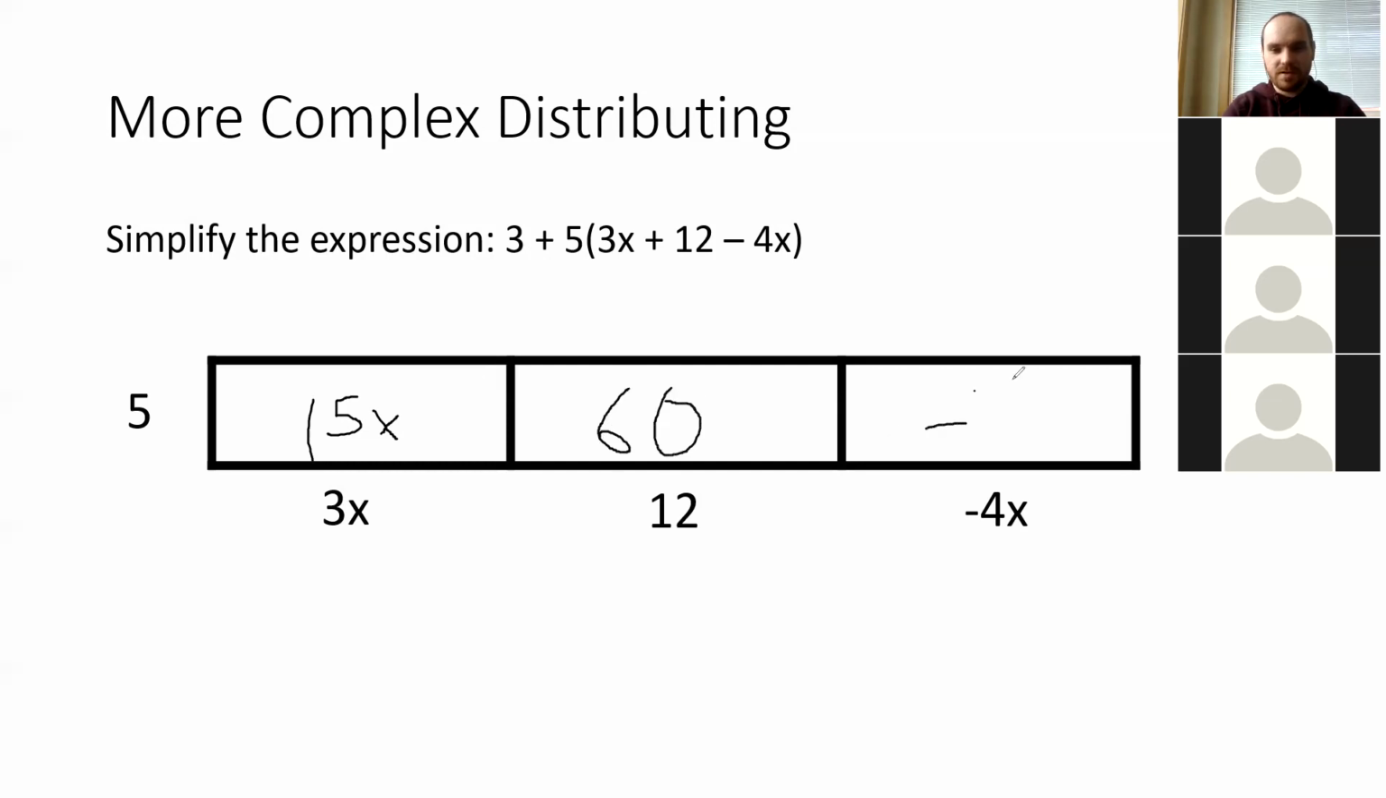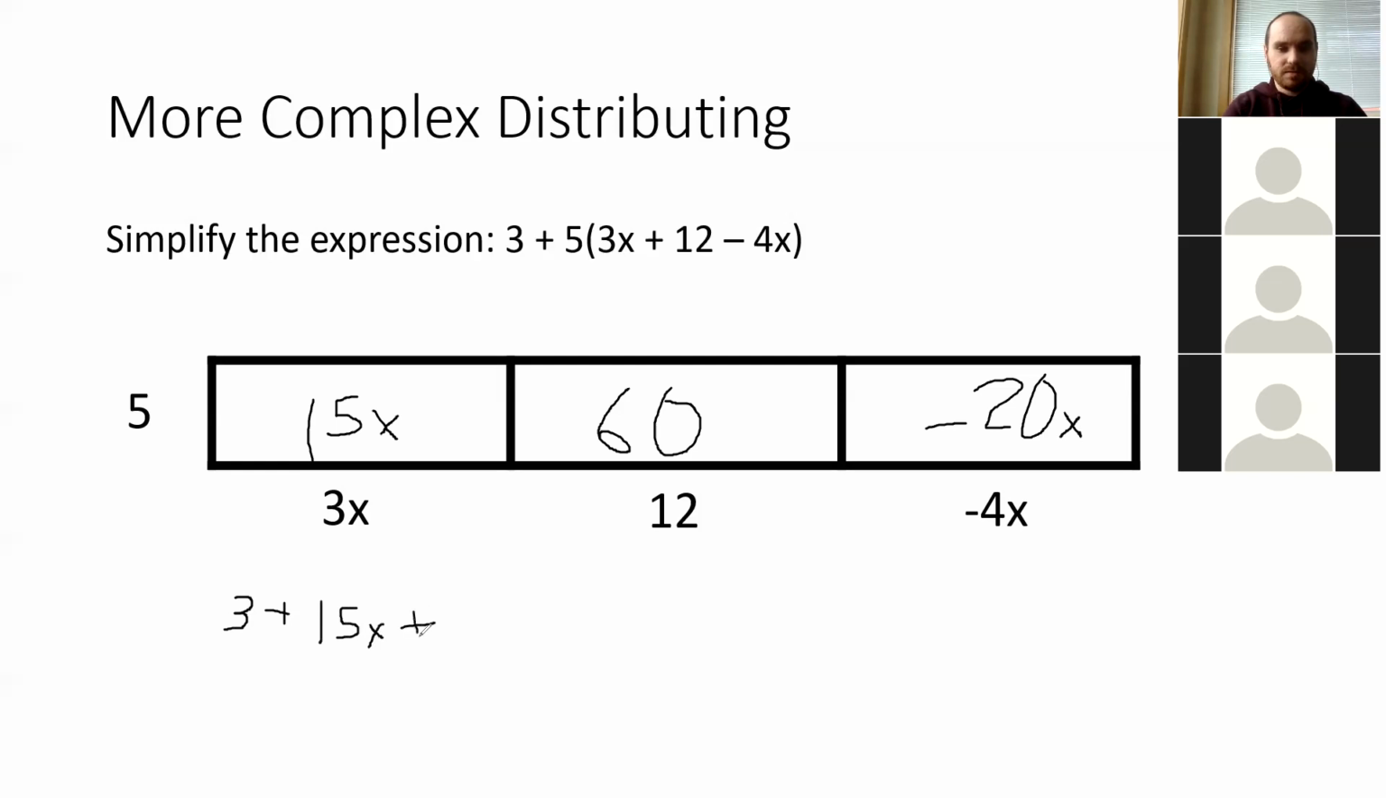60 and -20x. So this leaves us with, we still have our 3 from the beginning that we didn't do anything with. So 3 plus, now we have 15x. Oh, this is so bad.